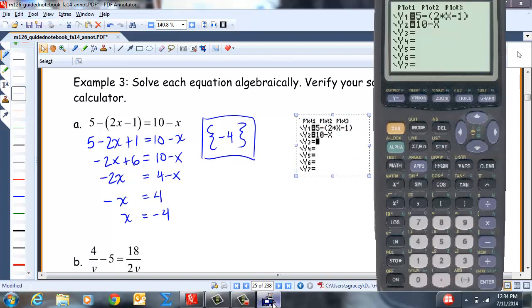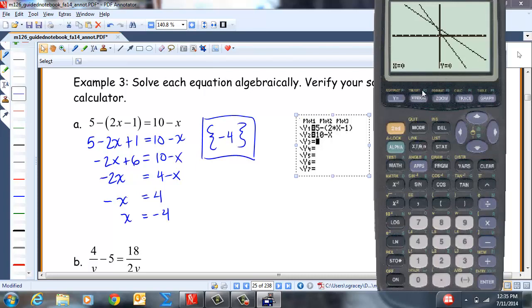And let's see what we get. We graph it. Now here, let's see. Do you see that we cannot see the point of intersection with the window that we have here? So I'm going to zoom out this time and see if we can get a nicer picture. There we go. Do you see how we now have a picture of the intersection?